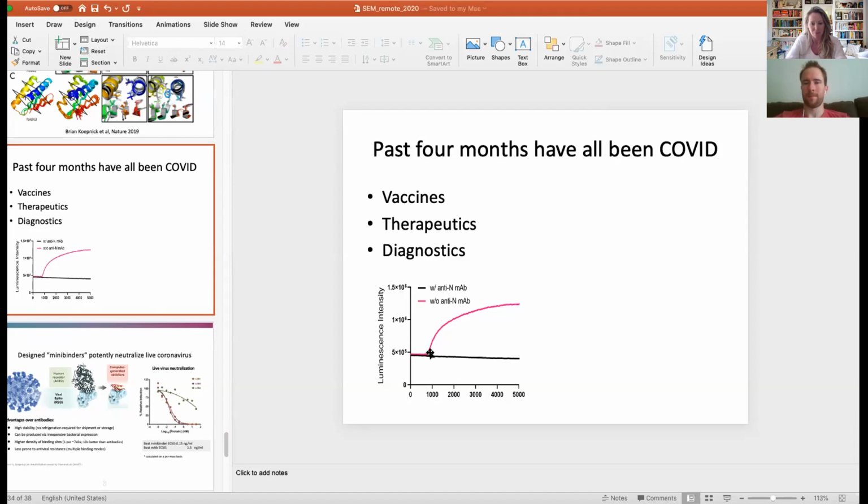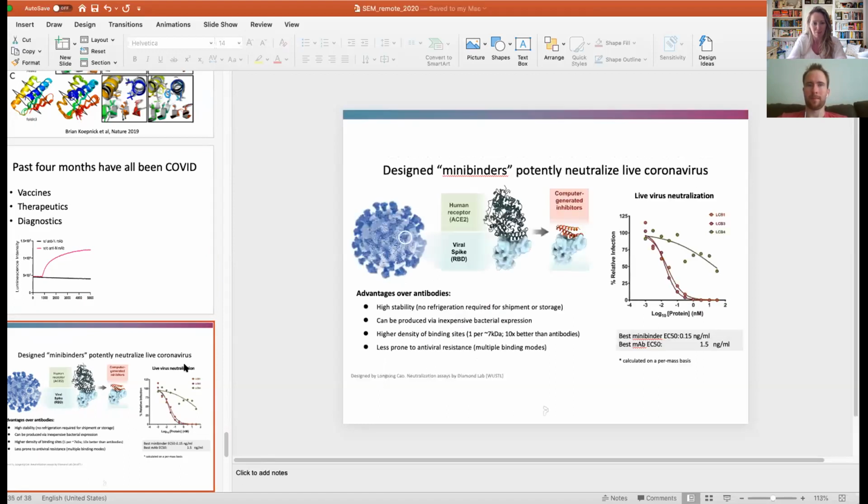This is a diagnostic that we've designed using that locker system, the switch system, where in this case, the switch is activated by anti-coronavirus N protein antibody. So you can see there's no signal, and then you add the antibody and there's a dramatic increase.